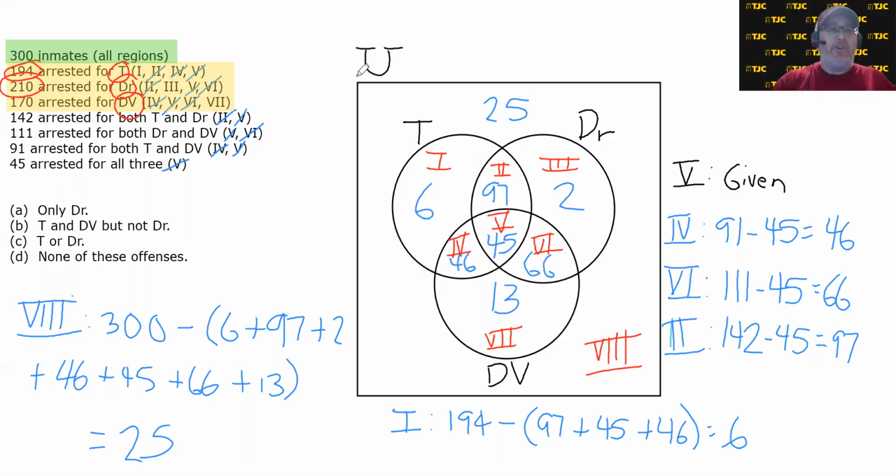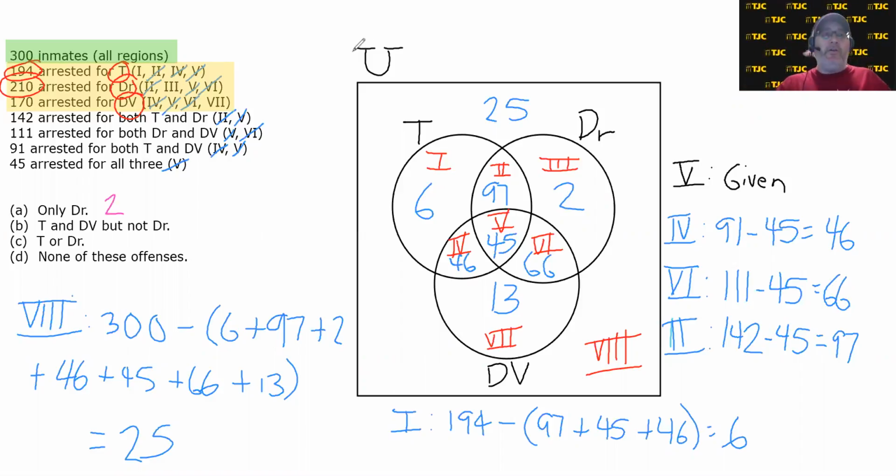All right, let's answer all the questions pretty quickly because the questions are actually pretty easy to answer once you've got the Venn diagram. Which ones were arrested for only drug offenses? Translation, what's the cardinality that's inside only the drug circle? The only number that's only inside the drug circle is that one. So the answer to that is 2.